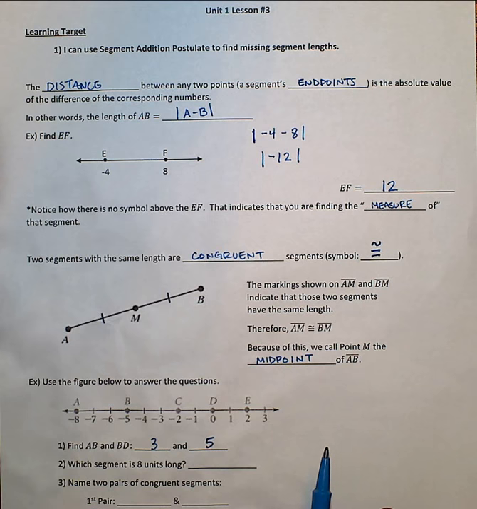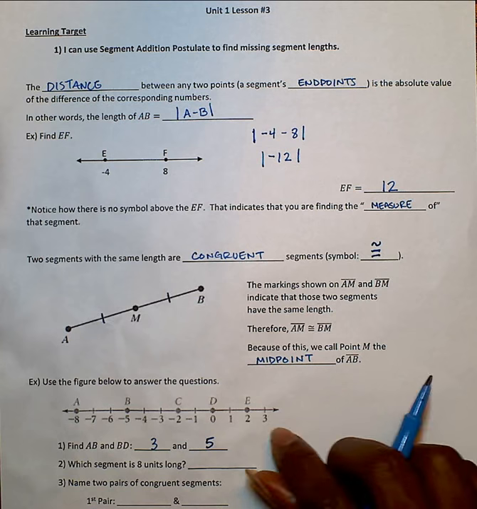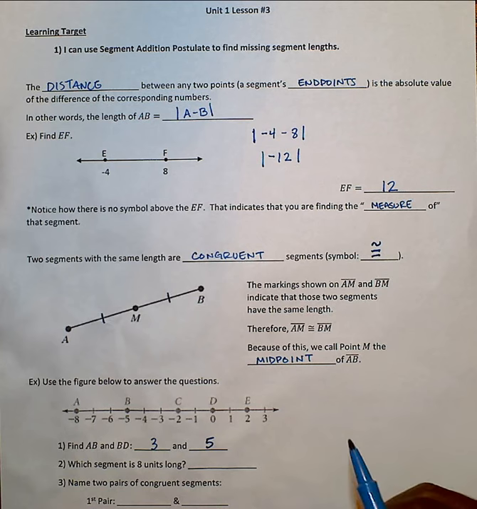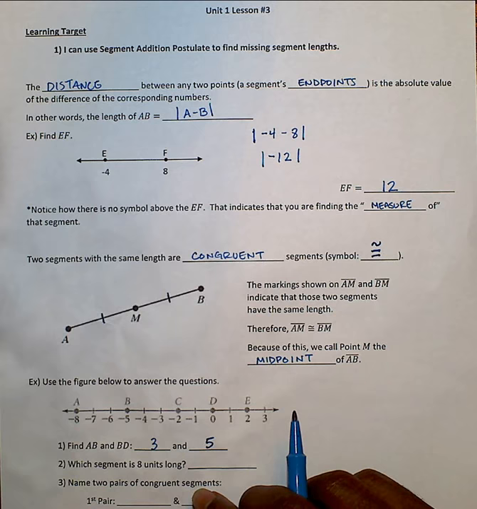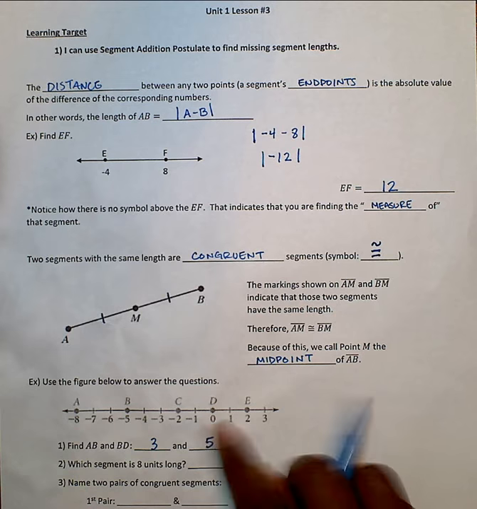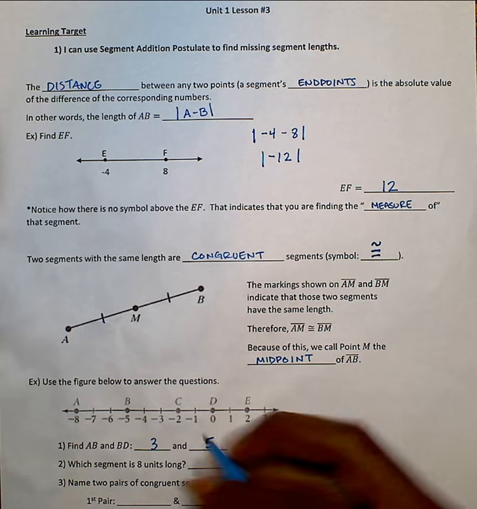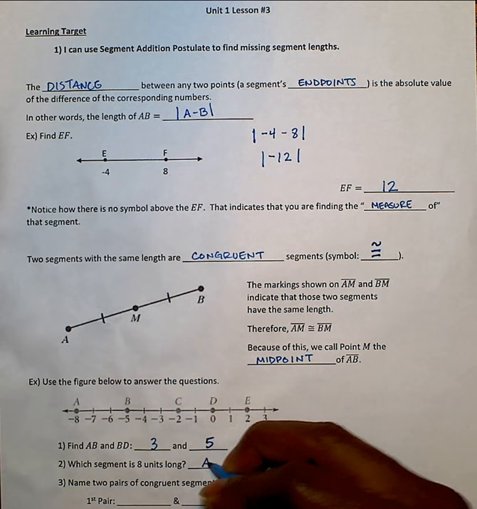For number 2, it says which segment is 8 units long. And so you can just look up here. I guess you can count 8 units. Oh, here you go. Negative 8, 0. That's 8 units long. That segment is called AD.